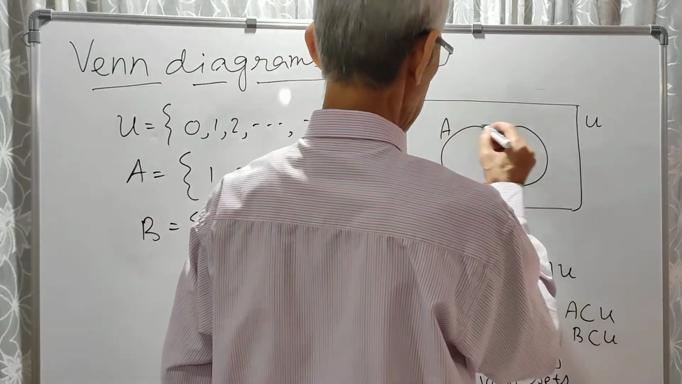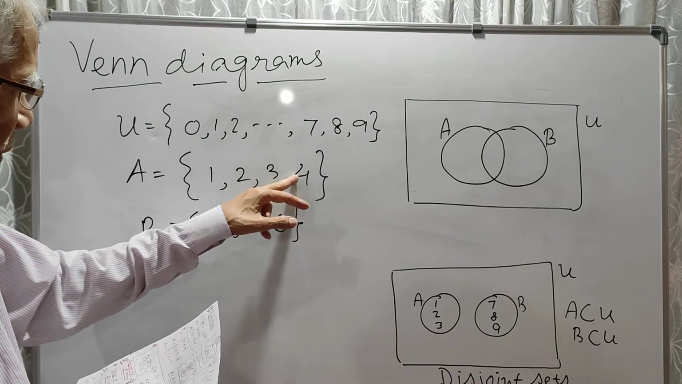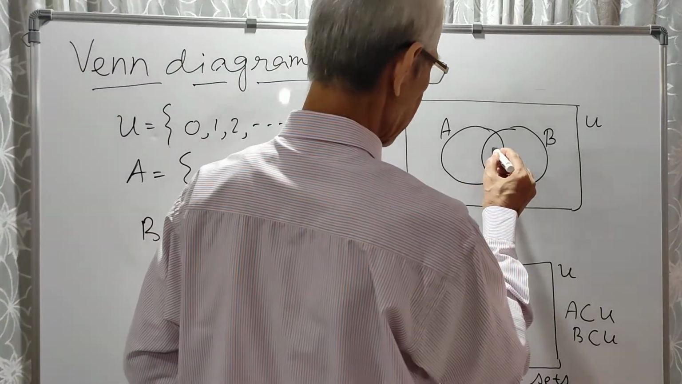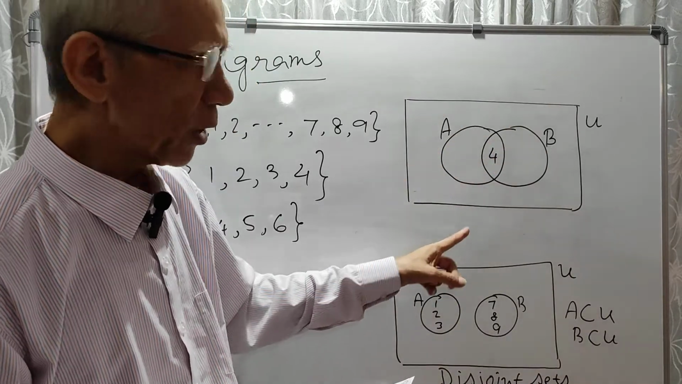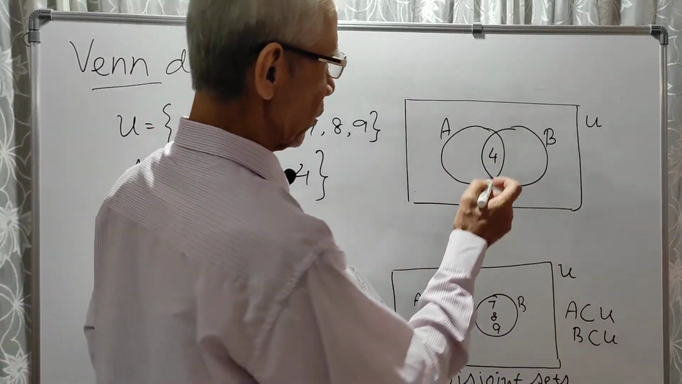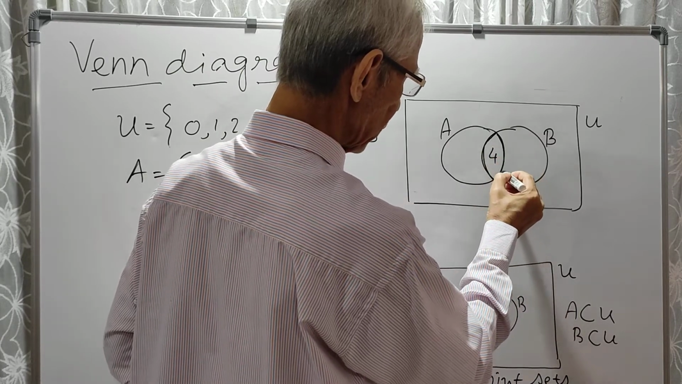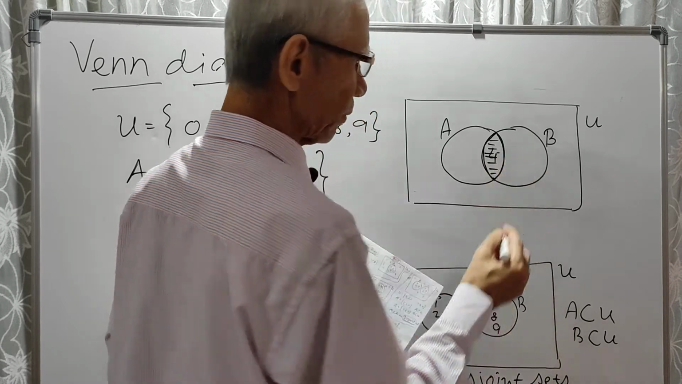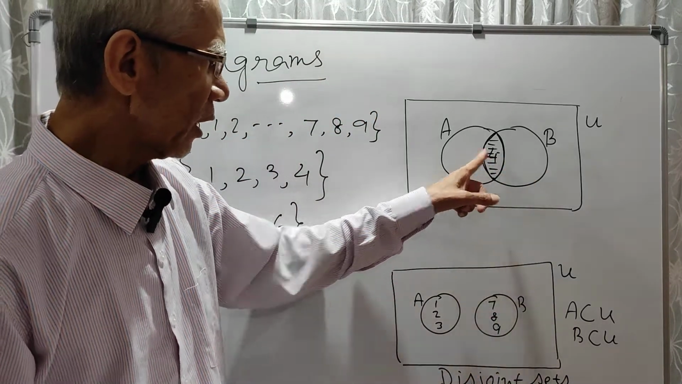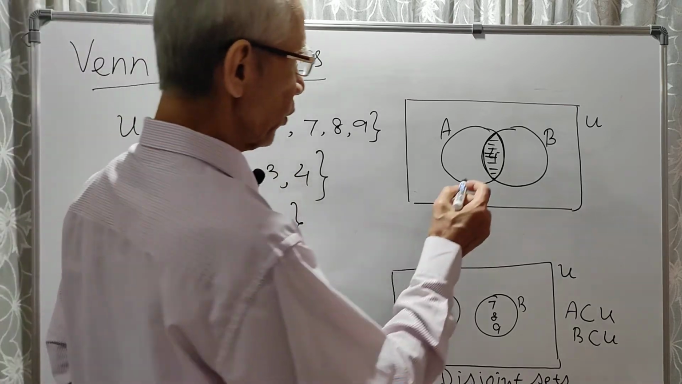So this is A and this is B. All right. Now what is the common element? 4. So 4 will be in here. Because you see, these two circles have this area common. This is a common area between the two sets. So this common area will include this 4, which is a common element. So 4 is here.